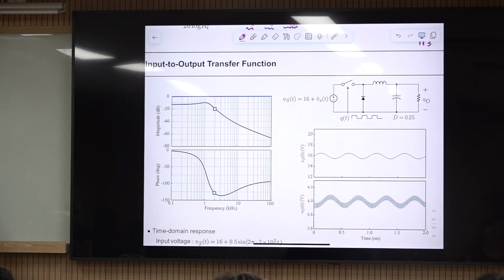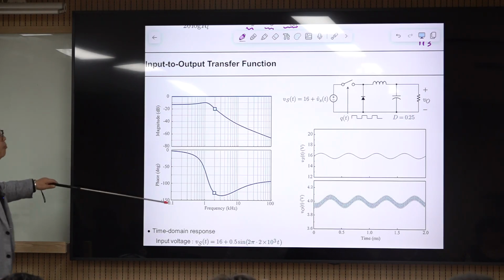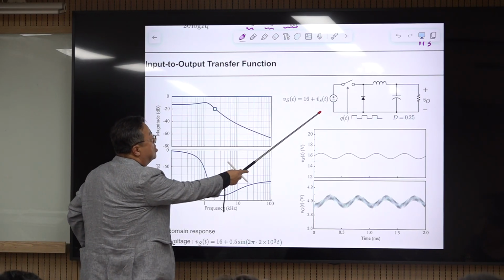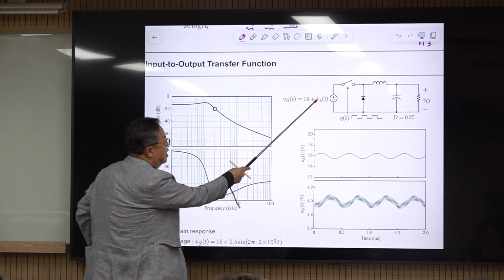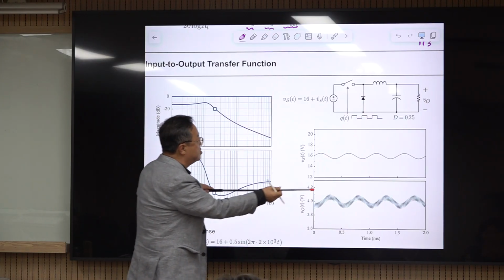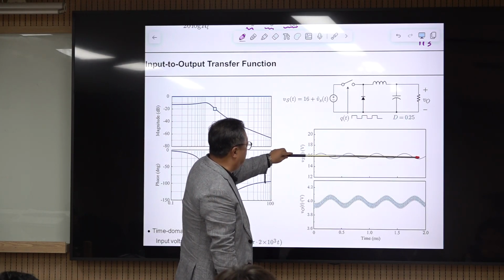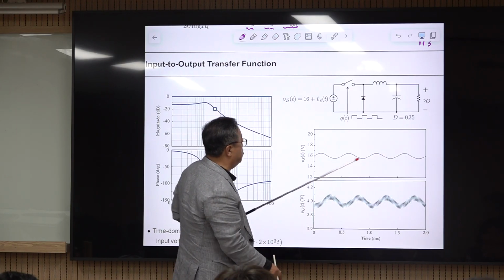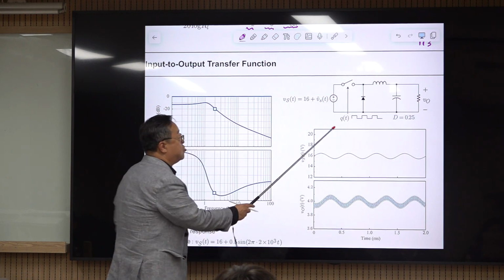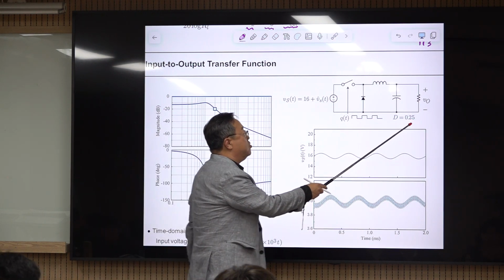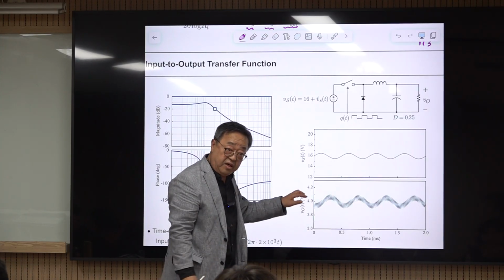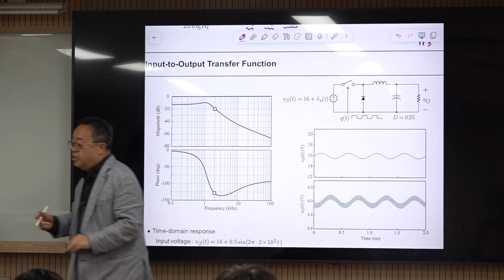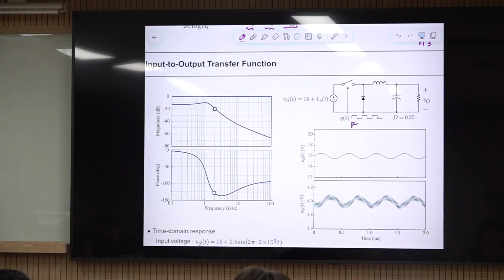Suppose this is the input to output transfer function of some buck converter, and the buck converter is shown here. Input voltage, DC voltage is Vs, and we have some AC component on top of this. The DC average value is 16, and the switch drive signal D is 0.25, and this is periodic. Assume this is periodic. This means the duty ratio is fixed.